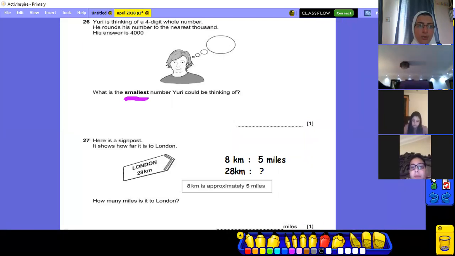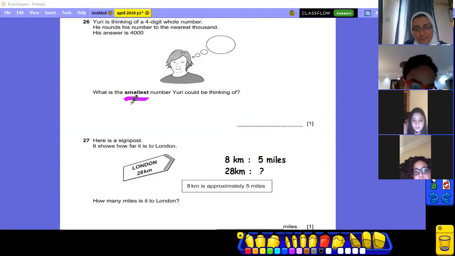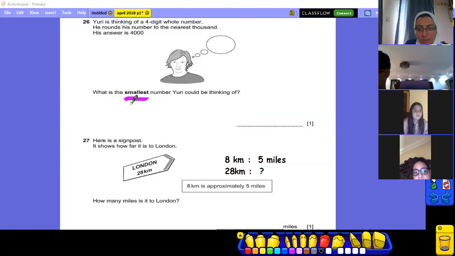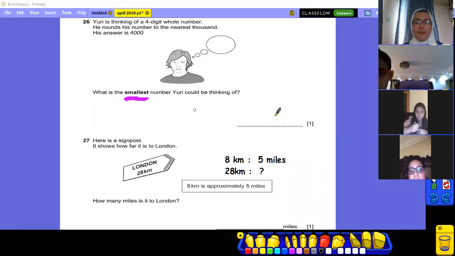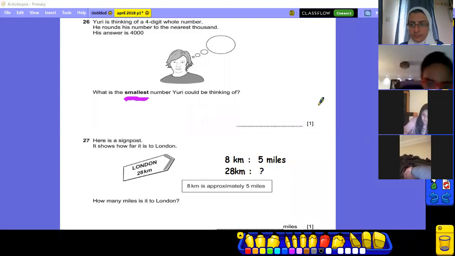Here he's telling you. Yuri is thinking of a four-digit whole number. He rounds his number to the nearest thousand. His answer is 4,000. And I highlighted here something important that many people fall in this common mistake. Smallest number. Can you tell me the answer? Laya, Mais, I want to write the smallest number that when you round it, it gives you 4,000. Okay? Yasin, good job. Akram, very good. So the answer is 3,500. It's 3,500. Yes.